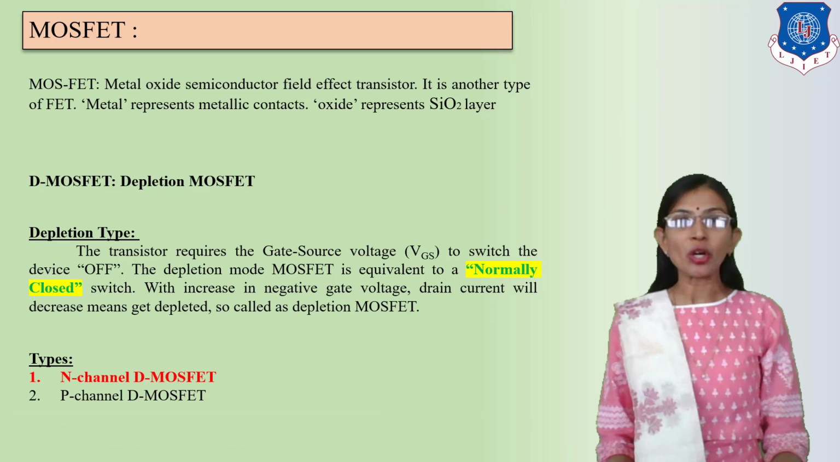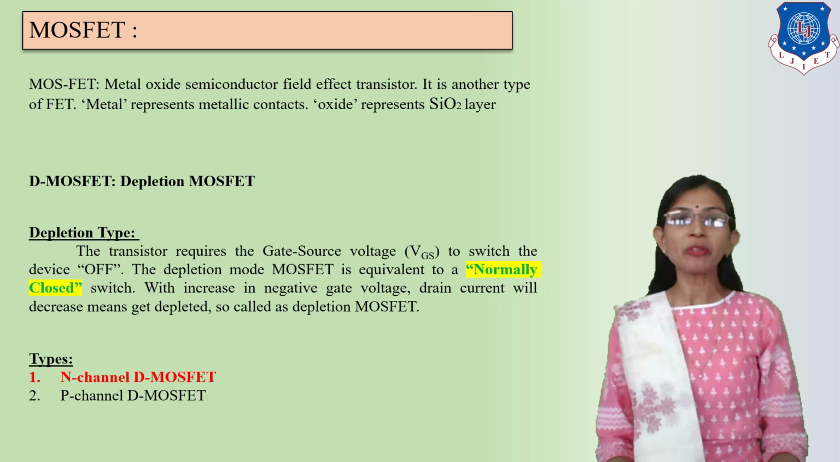So let's start with the MOSFET. In the chapter of FET, that is field effect transistor, there are two main types, JFET and MOSFET. The JFET, that is junction field effect transistor, and MOSFET, that is metal oxide semiconductor field effect transistor. It is another type of FET. Here the metal represents the metallic contacts and oxide represents the SiO2 layer. So in construction we will use here the metal and SiO2 layer.